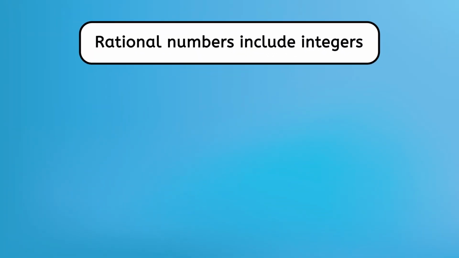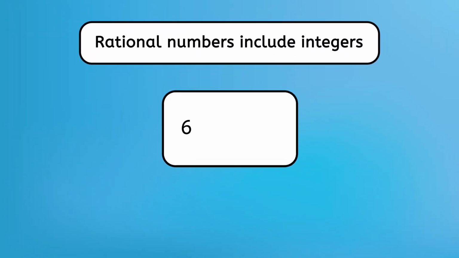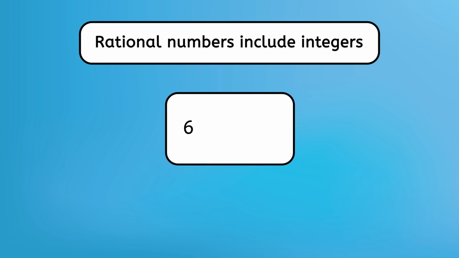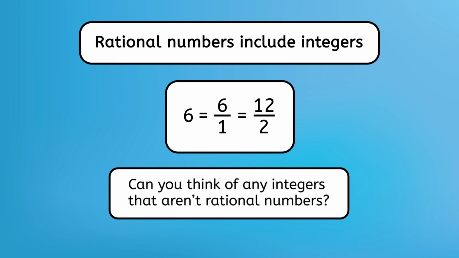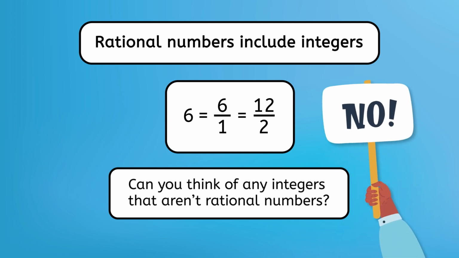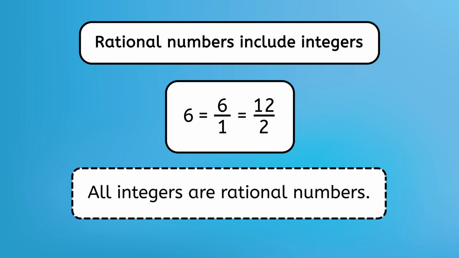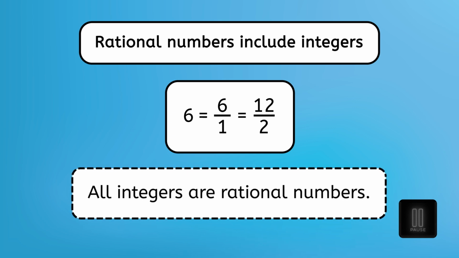Rational numbers also include integers. For example, the integer 6 is also a rational number and can be expressed as the fraction 6 over 1, or 12 over 2, among others. Can you think of any integers that aren't rational numbers? You can't. All integers are rational numbers because they can all be written as a fraction. Even 0 can be written as 0 over another number. Take a second here to write down 3 examples of rational numbers in your guided notes.